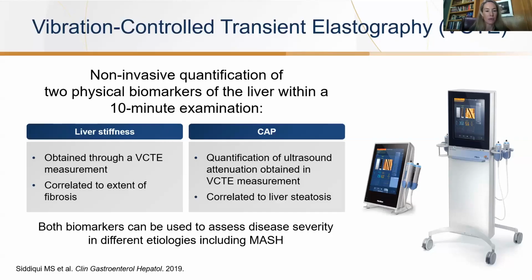Some of that is just getting the patient in the proper position. Once you're actually doing the test, it takes literally about a minute to perform. So again, the liver stiffness correlates to the extent of fibrosis, and the CAP score correlates to the steatosis, the fatty infiltration in the liver. And both biomarkers can be used to assess disease severity in MASH, as well as different etiologies of liver disease.